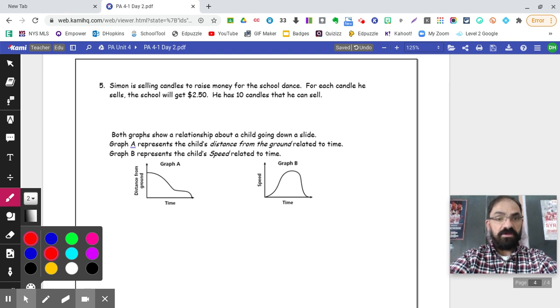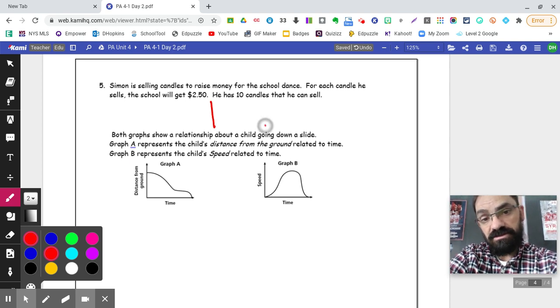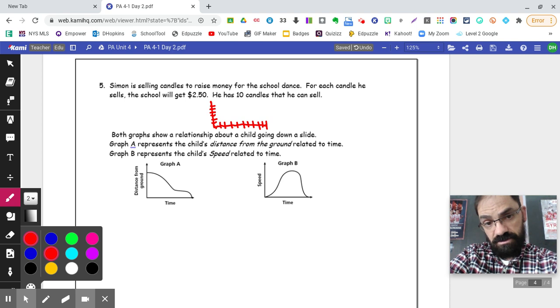Number 5. Simon is selling candles to raise money for the school dance. For each candle he sells, he will get $2.50. He has 10 candles to sell. 1, 2, 3, 4, 5, 6, 7, 8, 9, and 10. $2.50 a piece, so $2.50, 5, $7.50, 10, $12.50, 15. What else we have? We have $17.50 and 20.